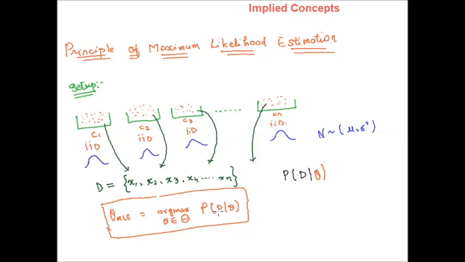And what it tells us is that I have a distribution, the probability of data given theta, and if I sweep theta over the different values of theta which I have, the value of theta which maximizes this probability distribution is my theta MLE. This is what it tells. It's very simple.